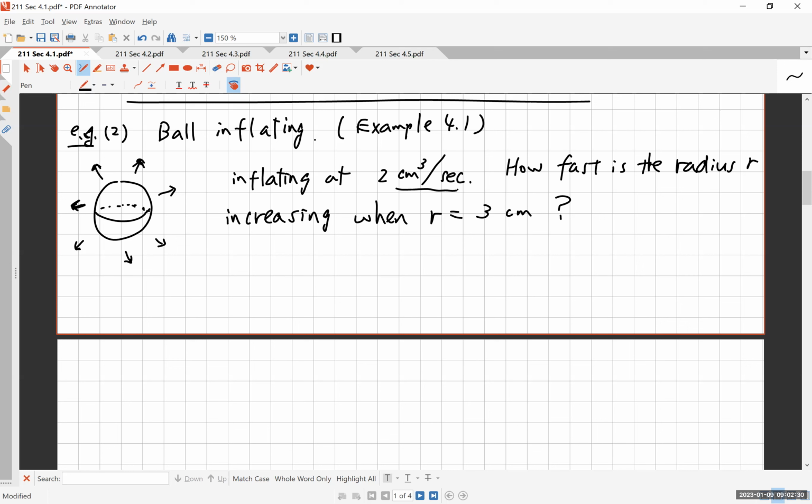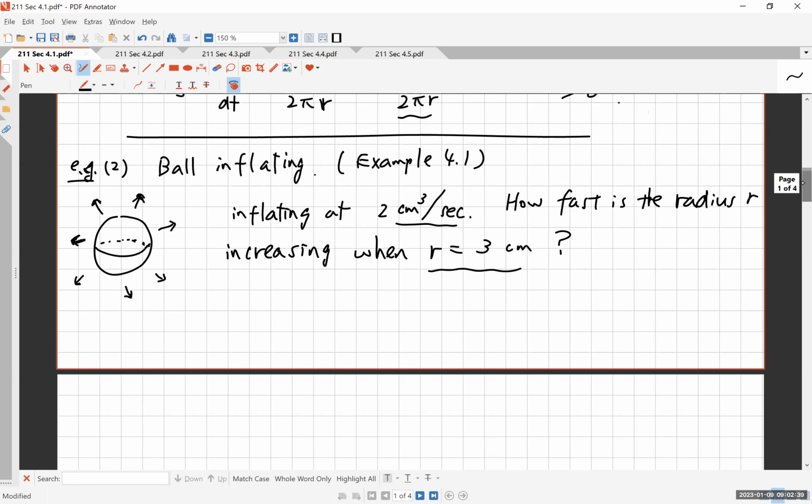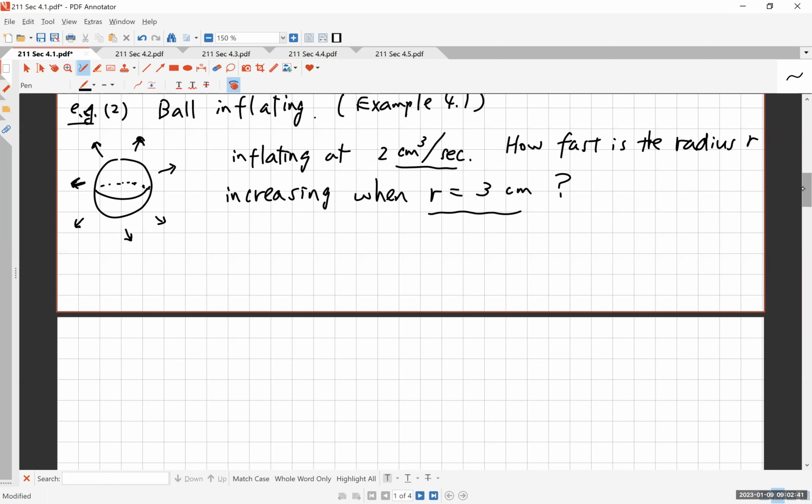How fast is the radius increasing when r is equal to 3 centimeters? Again, this is slightly bigger than an inch if you are not familiar with the metric system, so you can have a sort of a feel for what's happening. So it's a slow growing, slowly inflated ball. But anyway, let's try to figure this out.